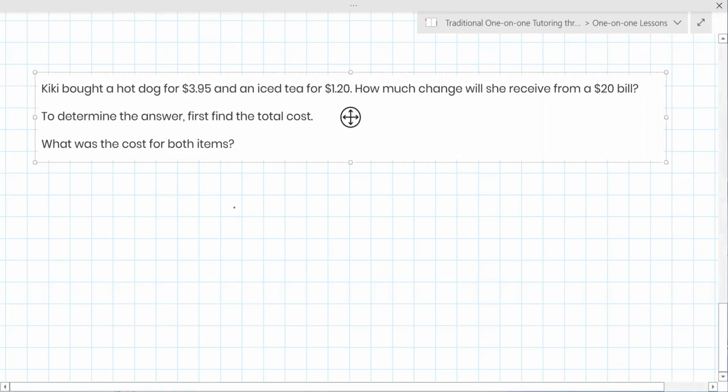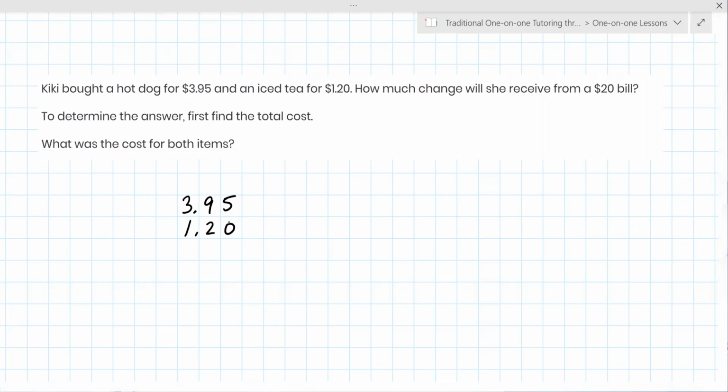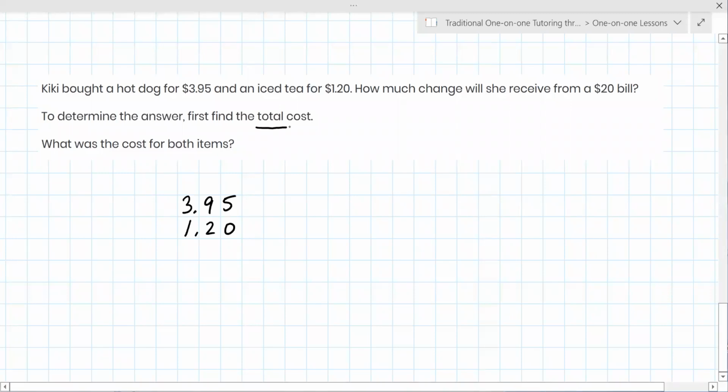So Kiki bought two things. What was the first thing that she bought? A hot dog. A hot dog cost $3.95. And then an iced tea, how much did that cost? $1.20. So if we want to know how much the total purchase price is, would you add or subtract those numbers? Subtract. We want the total cost. Oh, then add. You add them together, yeah. So I want you to try adding these together for me, please.